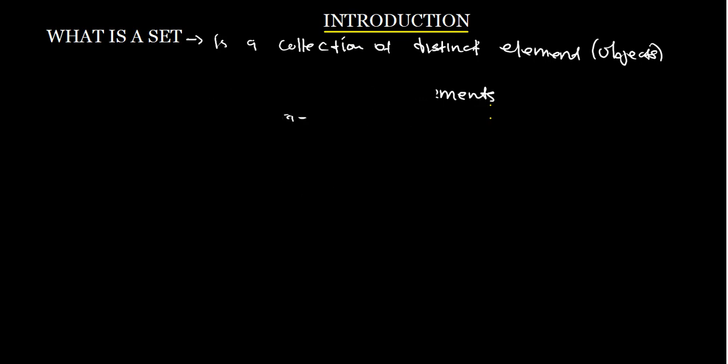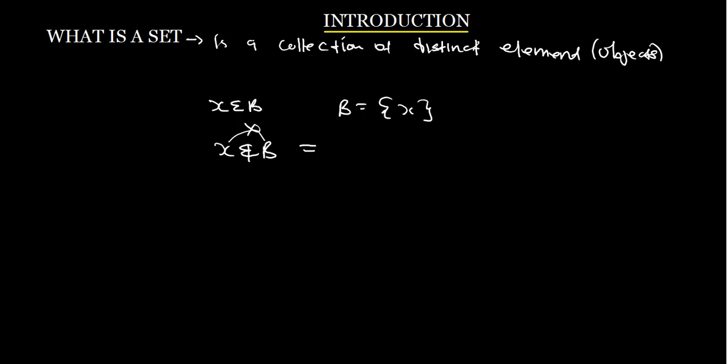So if I say x is an element of B, meaning that x is found in B, B can be represented by x like that. But if I say x is not an element of B, meaning x is not found in B.